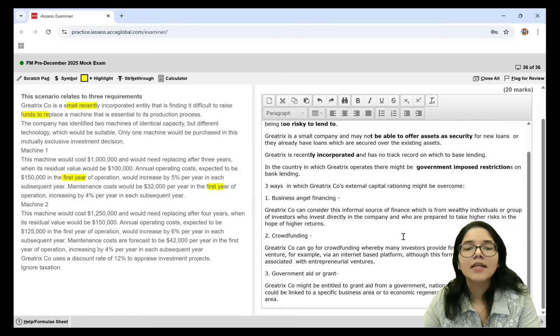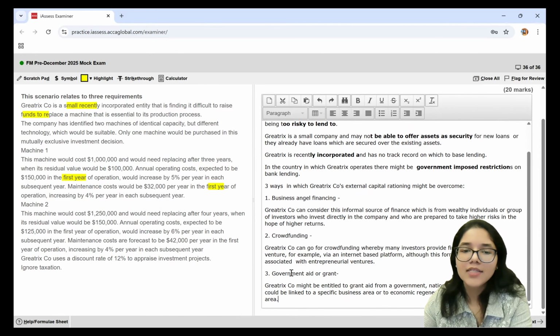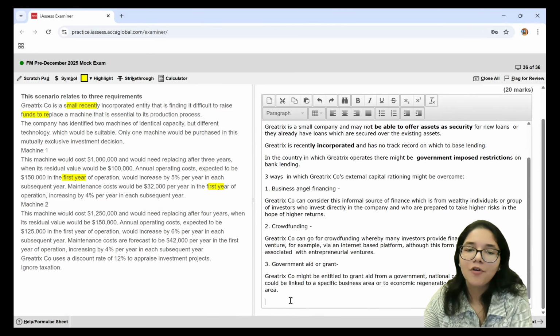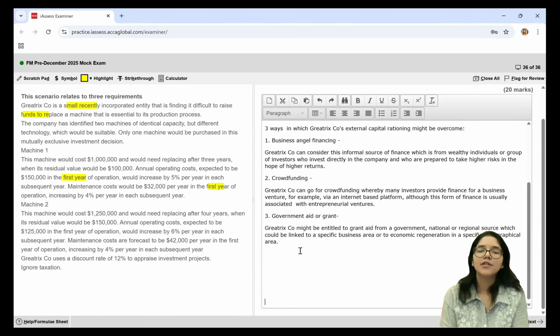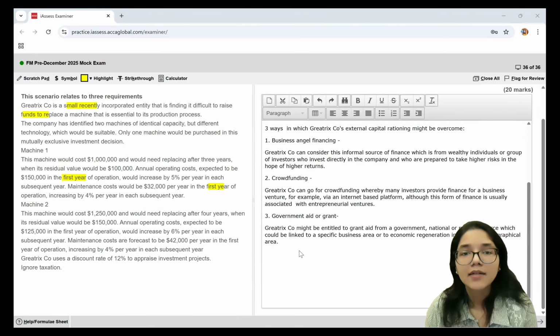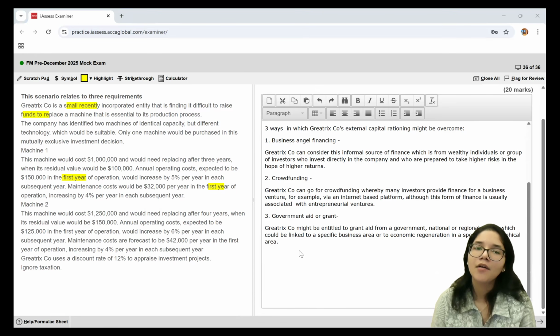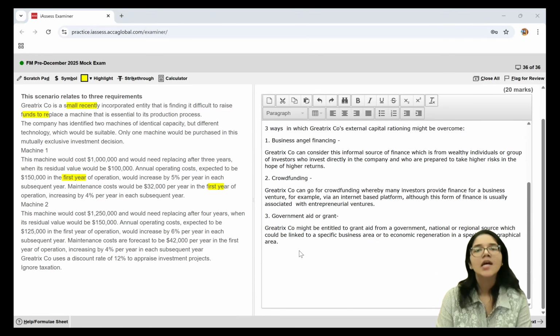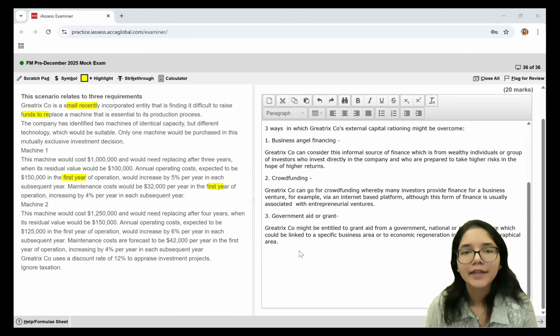Now we will suggest 3 solutions. What are the 3 ways in which this problem can actually be solved? So the very first solution which is available for the SMEs, as we've studied, is business angel financing. So the Greatrix company can consider going to these wealthy investors who invest directly into the company, and who are willing to take higher risks in the hope of getting higher returns.